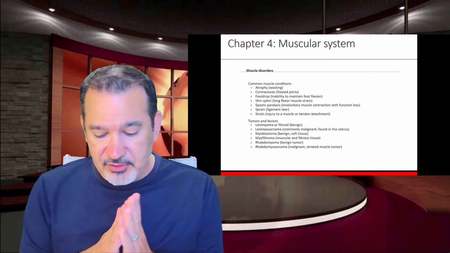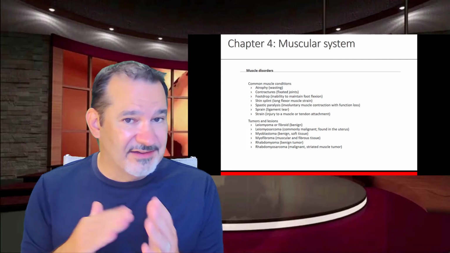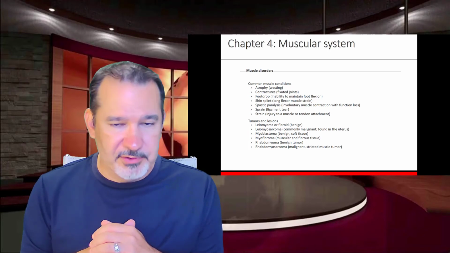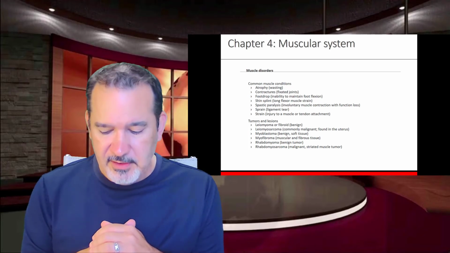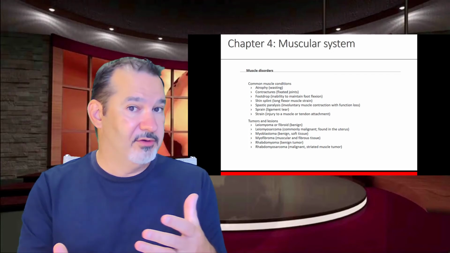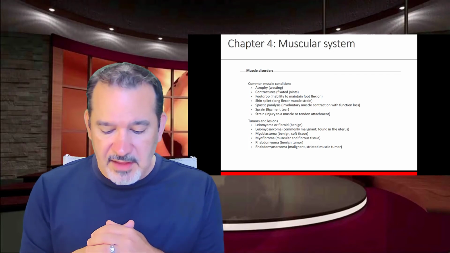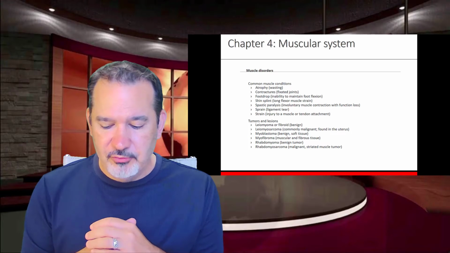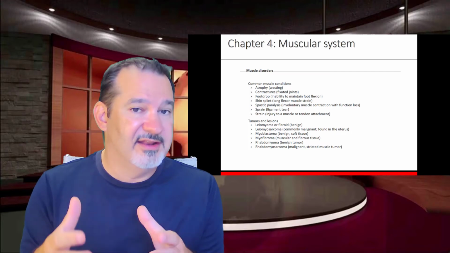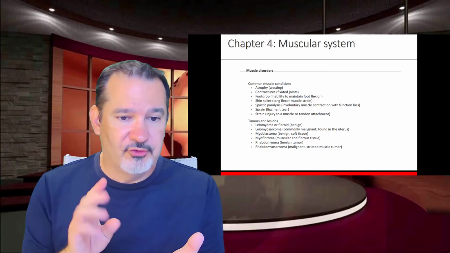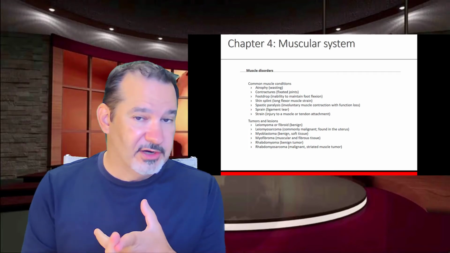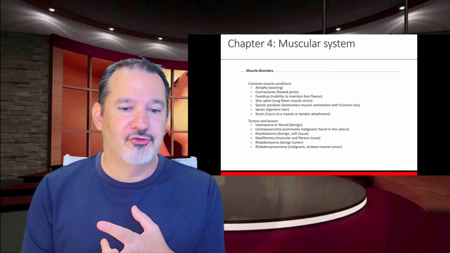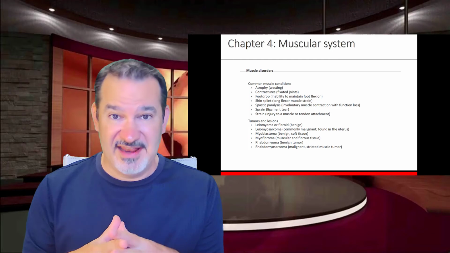Sprains and strains. The difference between the two: a sprain is a complete or incomplete tear of ligaments that surround a joint. And then a strain is an injury to muscle or tendon attachment. Okay, so sprains, complete or incomplete ligament tear, and strains, injury to muscle or tendon.